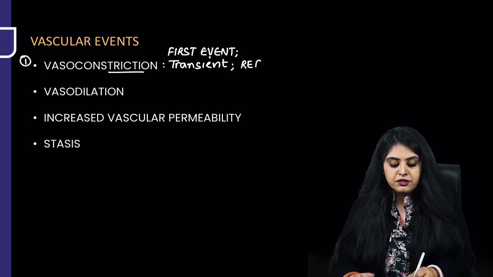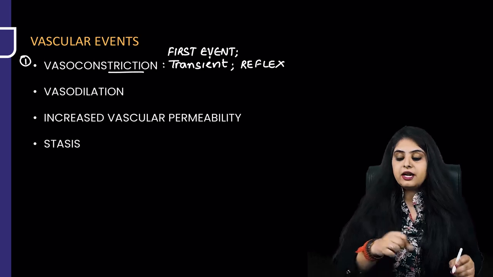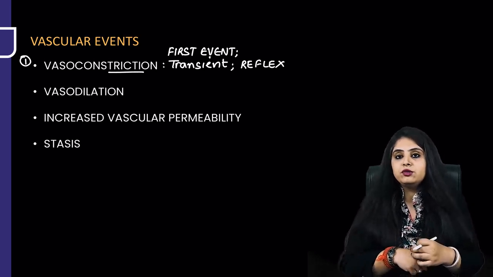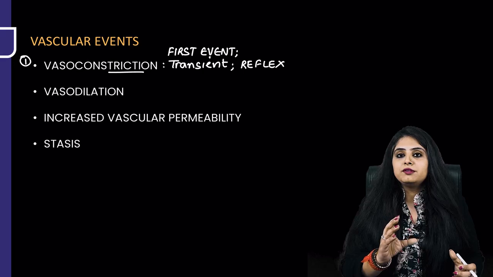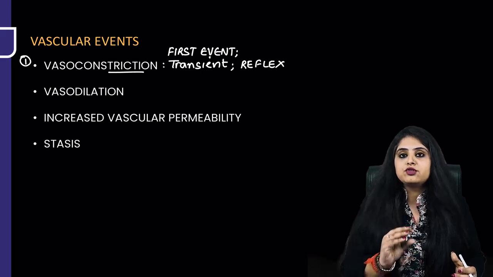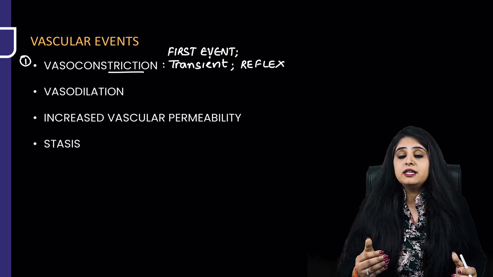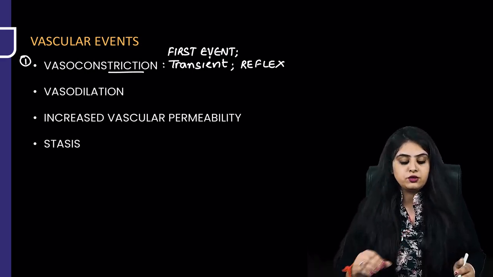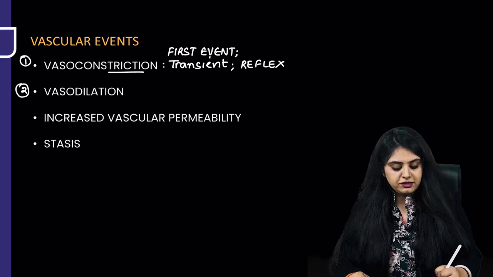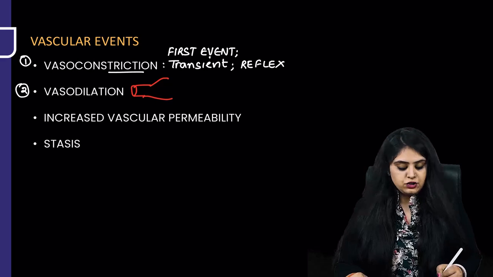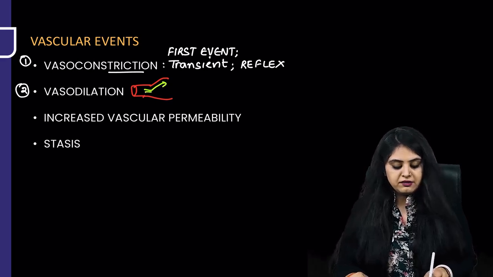This is a kind of a reflex, which means that right now you got hurt, God forbid, and you start bleeding. What do you think your blood vessels should do as a reflex? Your blood vessels should shut off so that no more bleeding can happen. So for a few seconds, they will shut off. And after that, they are once again going to open up. So there is going to be a vasodilation. As all of you can see, the blood vessel has dilated.